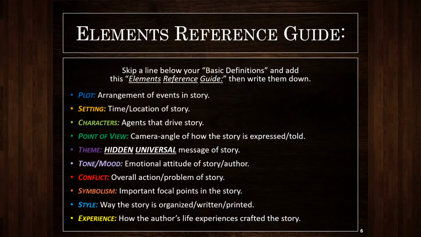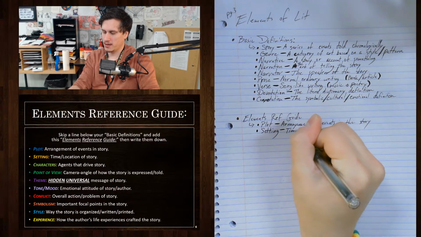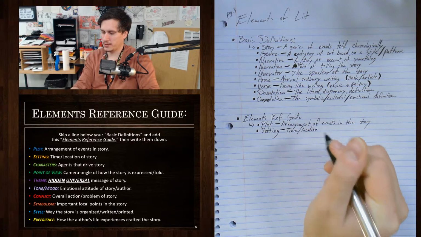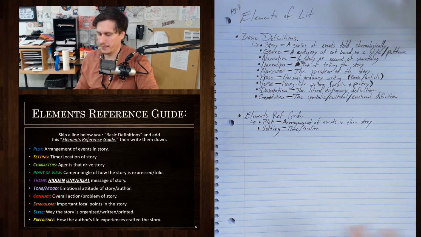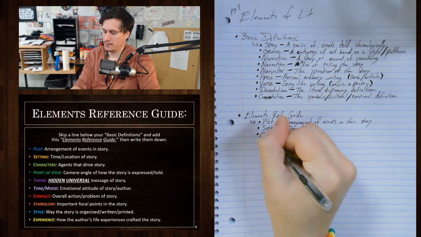Okay. Next, you have the setting. And the setting is going to be the time and place. So time/location. It's the time and place of a story. It's pretty simple, right? Next, you have the characters.